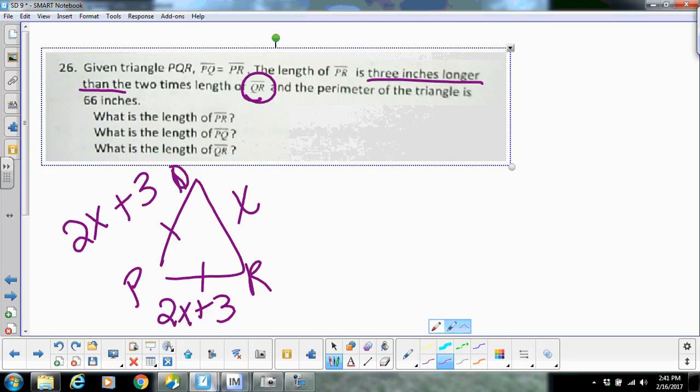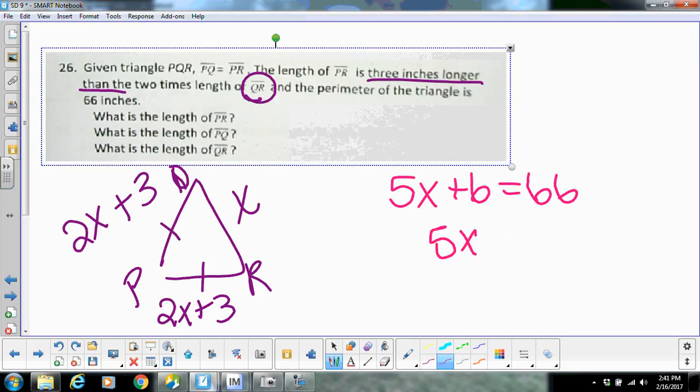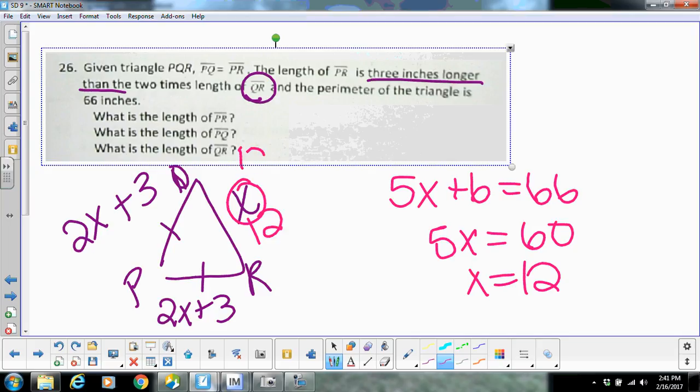We're going to add all that up. So 2x plus 2x plus x gives me 5x. 3 plus 3 gives me 6, and that equals 66. And again, we have a two-step equation. All right, so x is 12. Well, 12 is only side QR. To find the other two sides, you have to plug in 2 times 12 plus 3. So 24 plus 3 is 27.